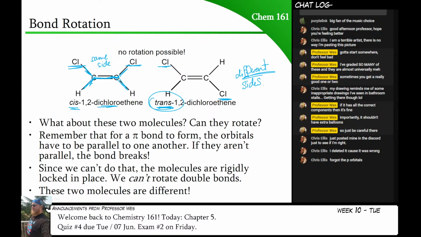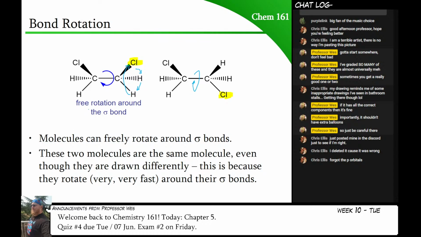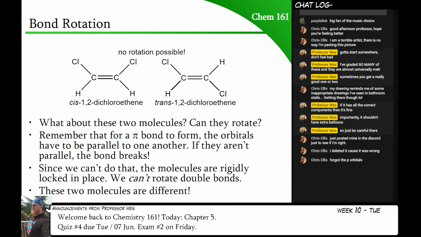So yeah, that's bond rotation. The takeaway from this is that single bonds you can rotate all day long, and so molecules can be identical, even if they aren't drawn the same way on paper, because they rotate. But double bonds cannot be rotated, and thus these molecules are unique.